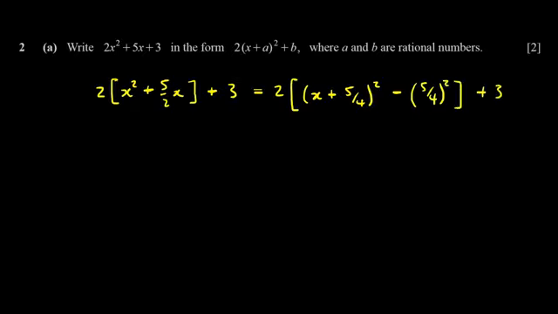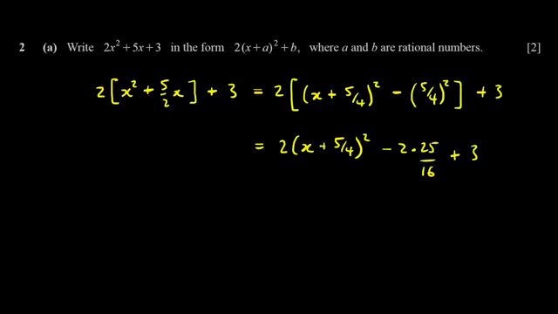Let's clarify what's happened there, right? We take the coefficient of the x, this thing, we halve that number, we put it here, we square it, and we subtract off. So now what we've got to do is just expand this and simplify. So we're going to get 2 bracket x plus 5 upon 4 all squared minus 2 lots of 5 upon 4 all squared. Well, 5 squared is 25, 4 squared is 16.